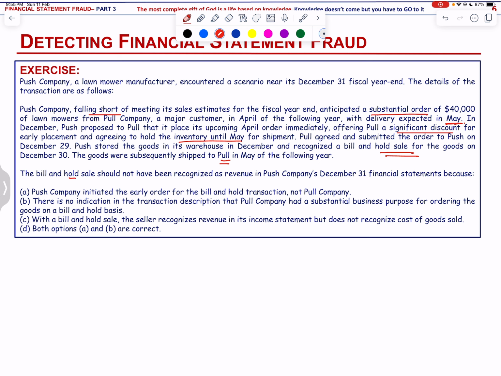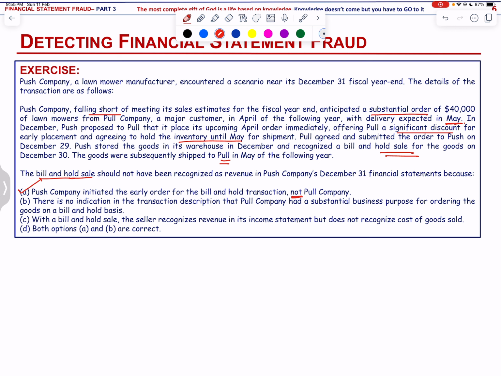The bill and hold sale should not have been recognized as revenue in Push Company's December 31st financial statement because, number A, Push Company initiated the early order for the bill and hold transaction, not Pull Company. So option A highlights that the buyer, and not the seller, must initiate the request for a bill and hold sale for revenue recognition before shipment. So option A is correct.